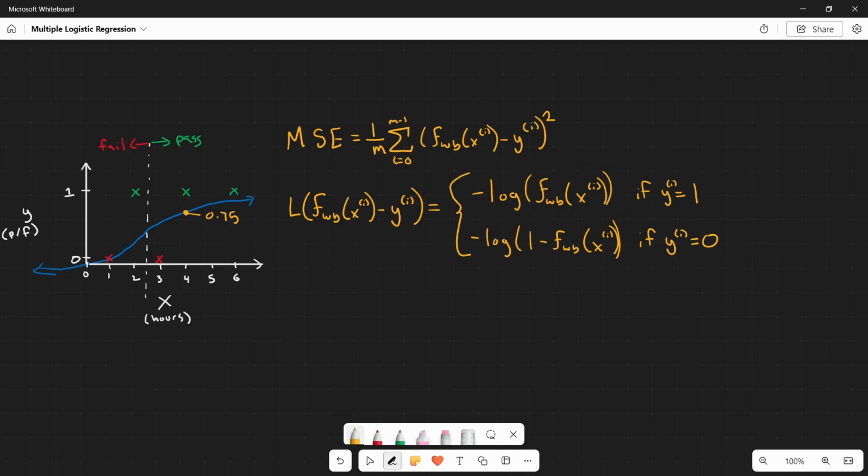And on the other hand, if we're trying to predict whether the student passed at 3 hours, we would be looking at this point right here, which is about 0.6. But it turns out that student failed, giving us a y of 0. Then that y of 0 would correspond to this function right here to calculate the loss. And to gain some extra intuition to what these two functions are doing, let's actually plot them.